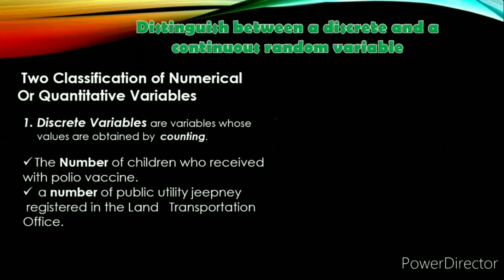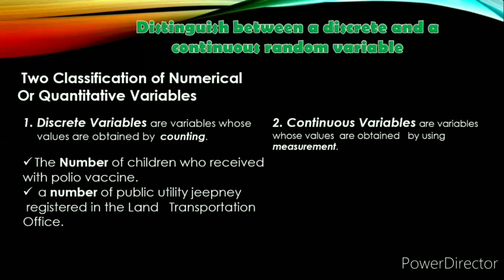Another classification of numerical or quantitative variables is the continuous variables. These are the variables whose values are obtained by using measurement. When we talk about using measurement, we can measure the temperature of a human using a thermometer. Another is your age.